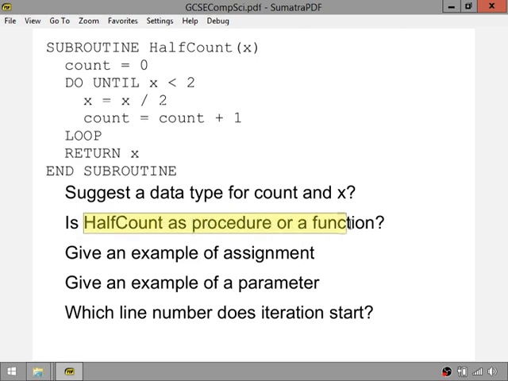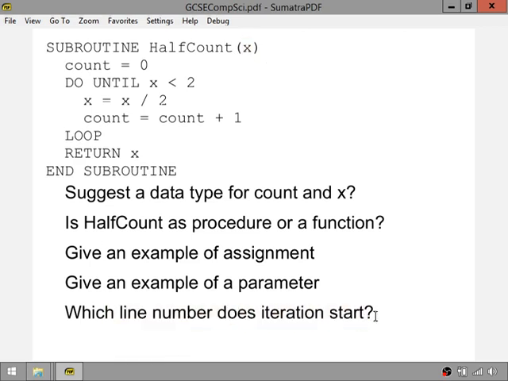Is half count a procedure or a function? Well, it's a function. We can tell because of the return statement. Give an example of assignment. Well, anything with an equal sign. So count equals 0, x equals x divided by 2, or count equals count plus 1. An example of a parameter. So x is the only parameter in this example. A parameter is anything that is fed into a subroutine.